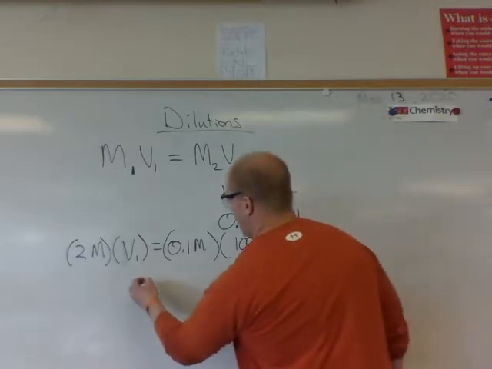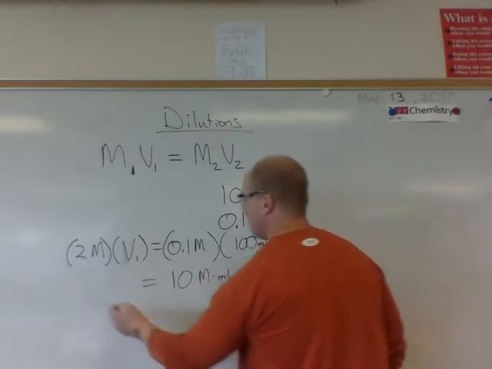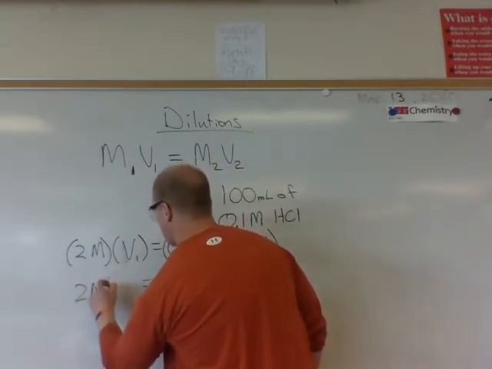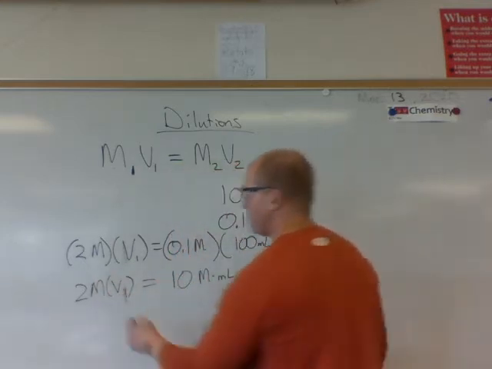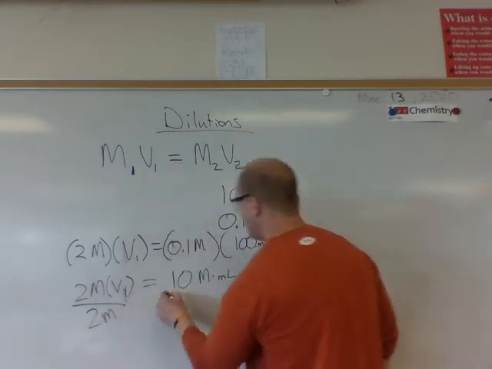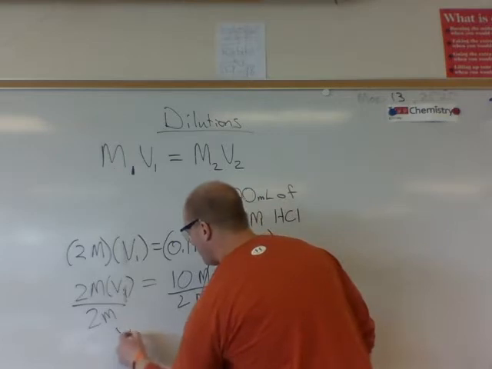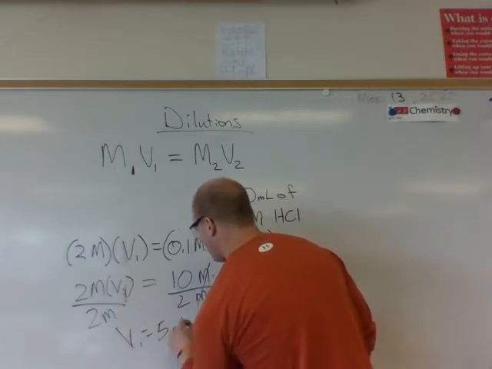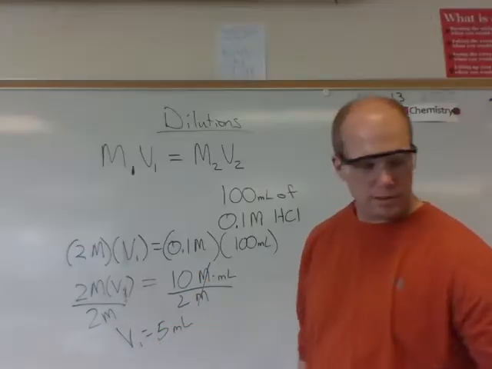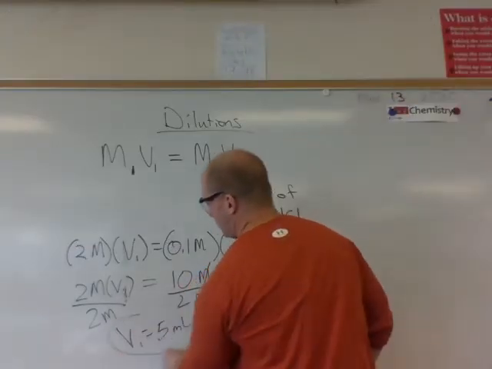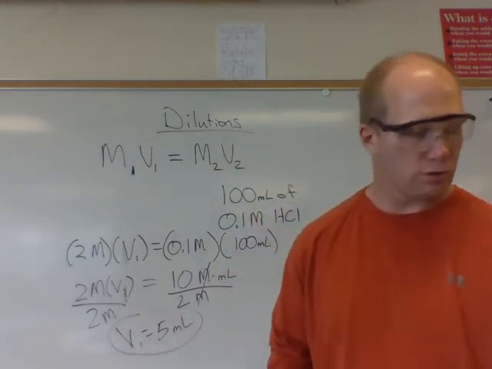If I do that, this over here is 10 molar milliliters, equal to 2 molar times V1, and then we'll divide by 2 molar. Easy stuff, right, you guys? Units cancel out, and my V1 equals 5 milliliters. So I found my 5 milliliters here, and this is how much of the 2 molar solution I need to make my solution.